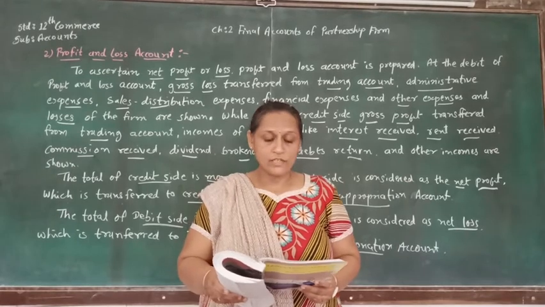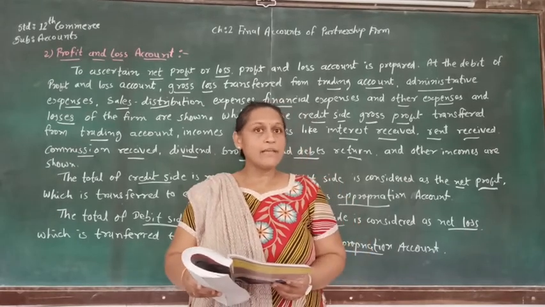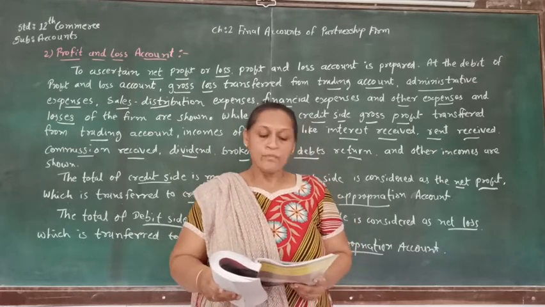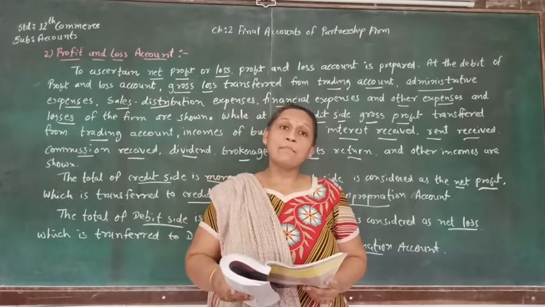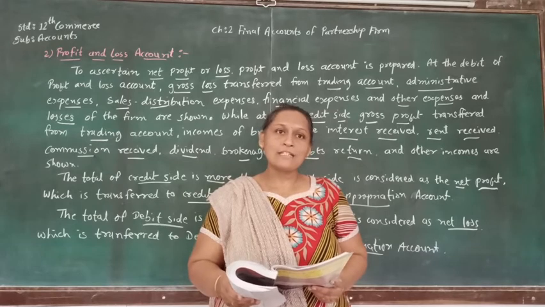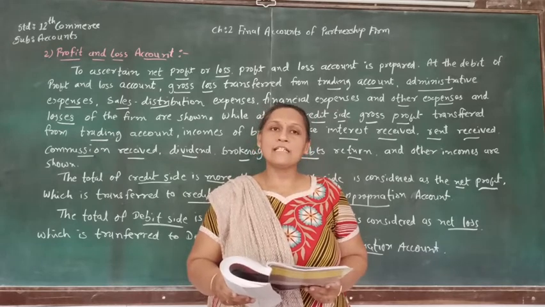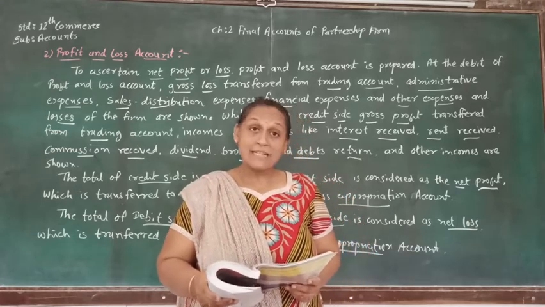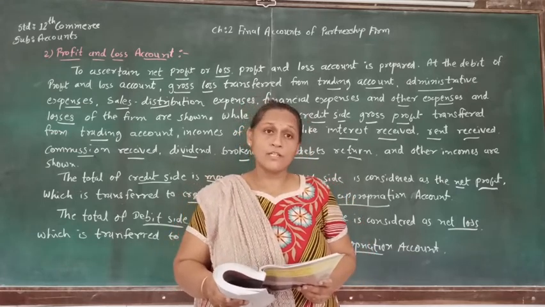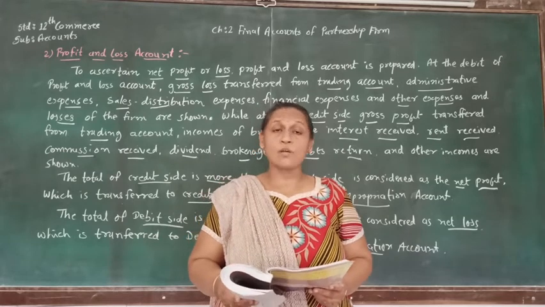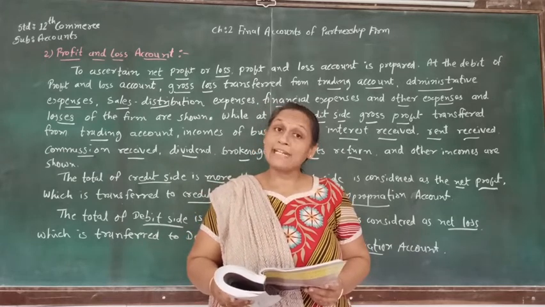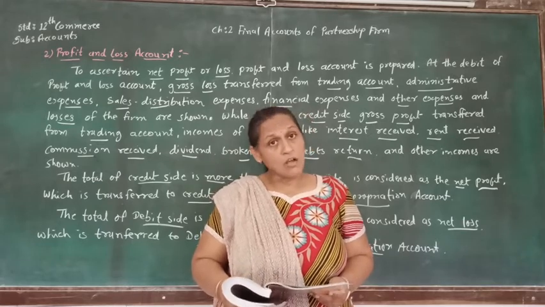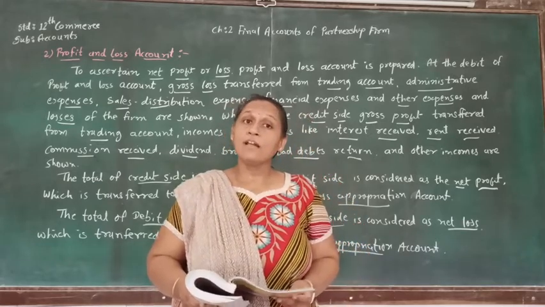If the total of the credit side is more, that will be the net profit, and that is supposed to be written on the debit side. If the total of the debit side is more, that is supposed to be written on the credit side, and it is a net loss. The net loss will be transferred to the debit side of the profit and loss appropriation account. The net profit is supposed to be transferred to the credit side of the profit and loss appropriation account. So this is how we have to prepare the profit and loss account.